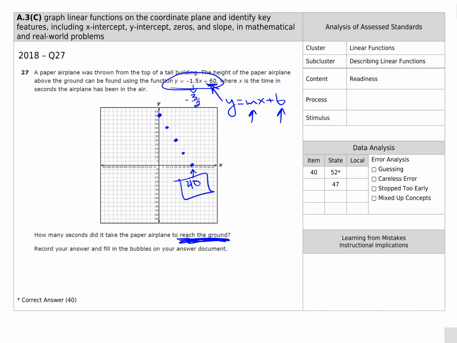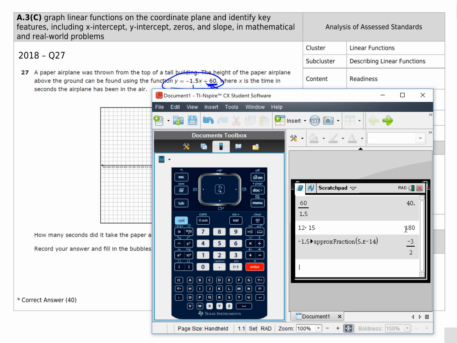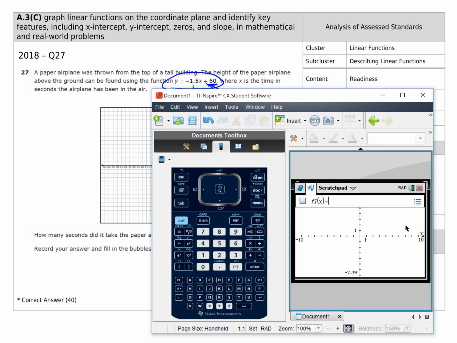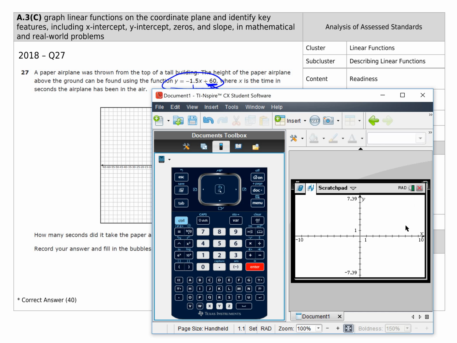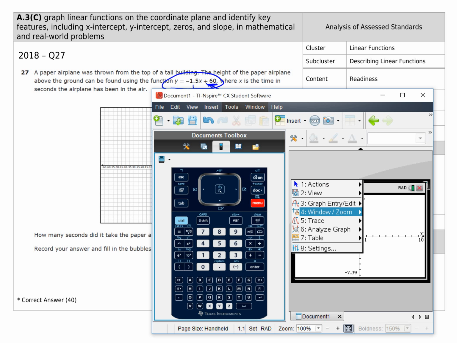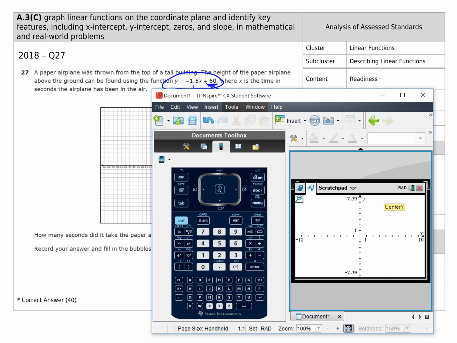The other way you could have done it instead of that way, let's clear the scratch pad by hitting Doc B. Go to the graph, and we can graph this equation, negative 1.5x plus 60. Graph it. Now, many times when students hit that, they think something's gone wrong and it's not showing up. Well, if the y-intercept is 60 and our y-axis window on the calculator is 7.39, of course we're not going to see that line. It's way too high. So we go menu, we want to change the window. We'll zoom out, and we just keep clicking until we can see the line.